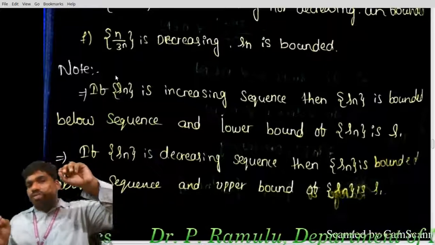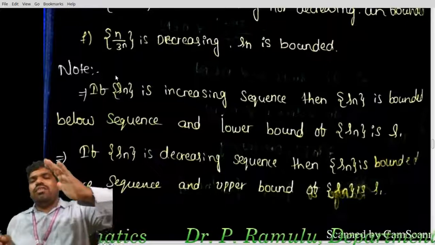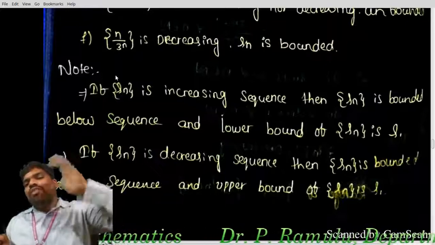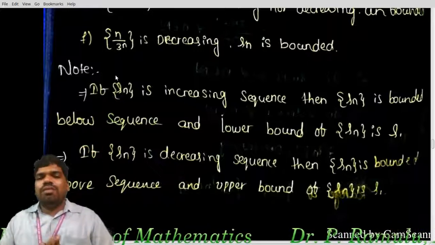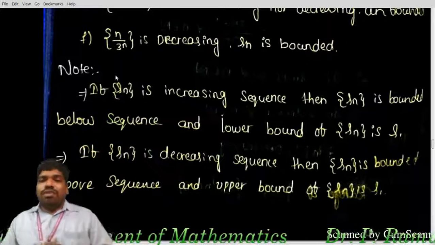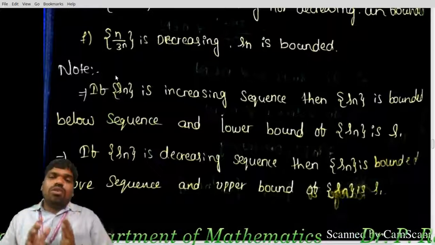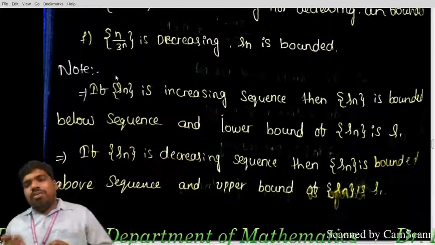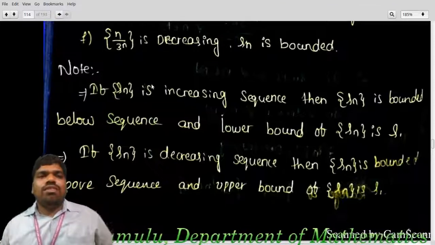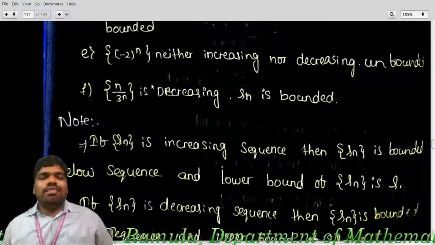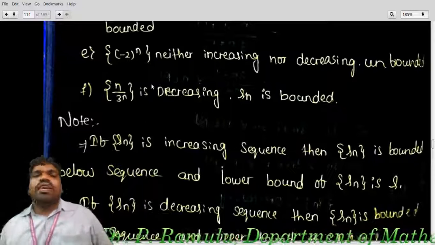We have already proved that theorem, and the upper bound of Sn is S1. I am writing this as a note: if it is increasing, the lower bound of Sn is S1; if it is decreasing, the upper bound of Sn is S1. So we have discussed increasing and decreasing sequences, monotone sequences and oscillating sequences.